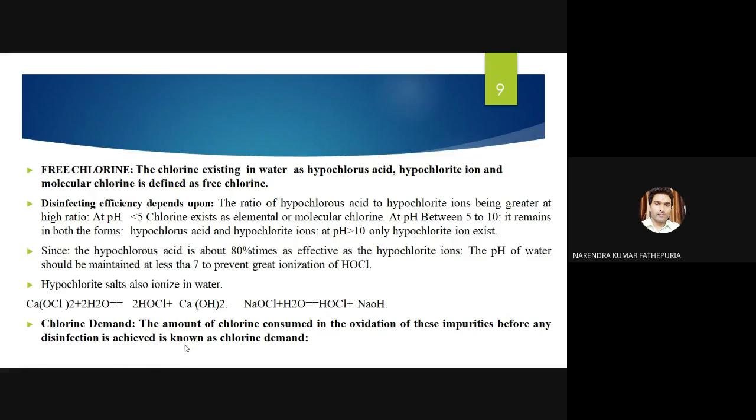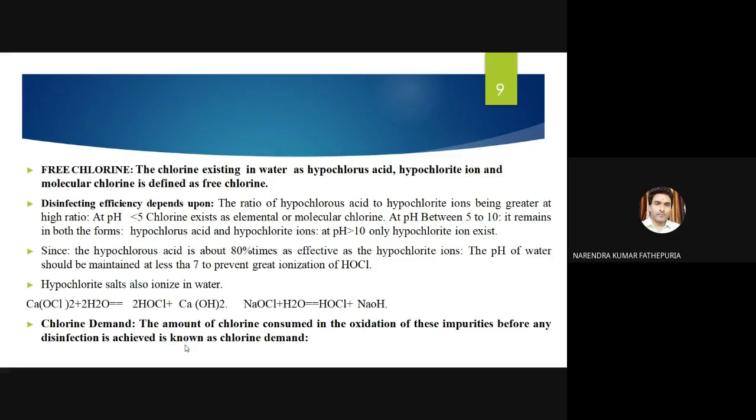What is free chlorine? The chlorine existing in water as hypochlorous acid, hypochlorite ion, and molecular chlorine is defined as the free chlorine. Once the process is completed, if excess chlorine is remaining, that chlorine is called free chlorine. And the disinfecting efficiency depends on various parameters. The ratio of hypochlorous acid to the hypochlorite ion being greater at higher ratios.